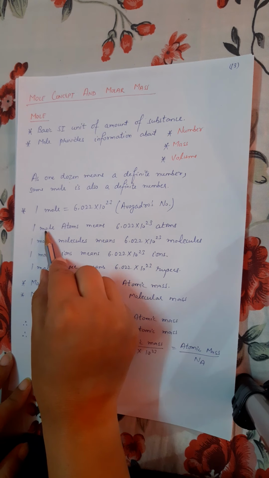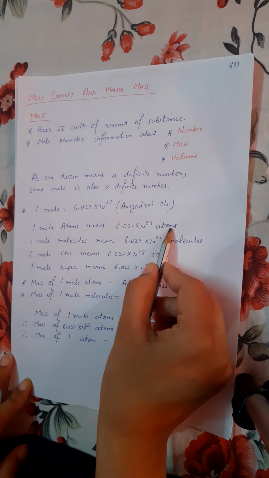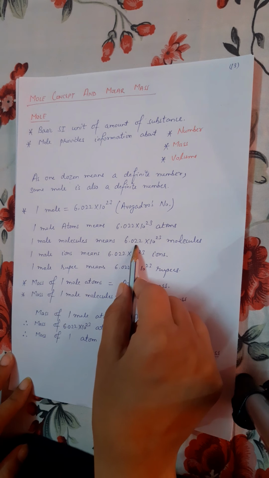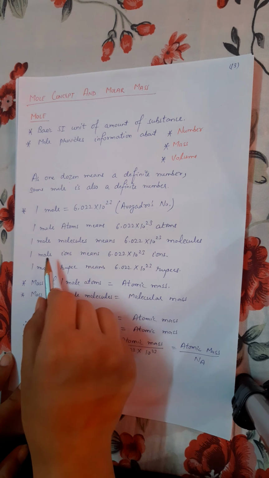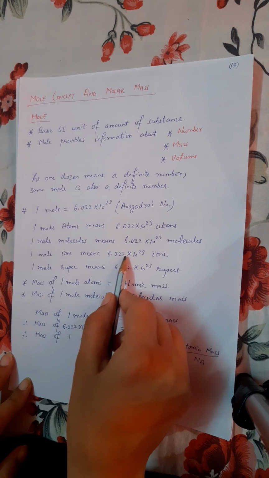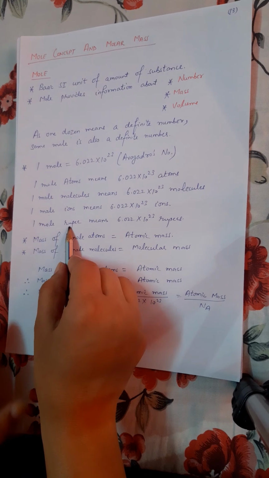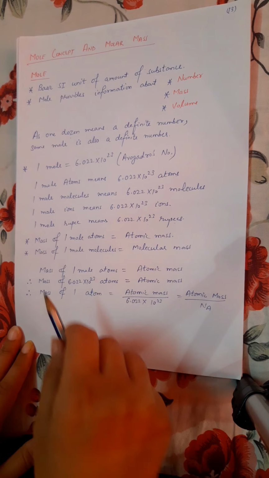If we are considering 1 mole atoms, it means 6.022 into 10 to the power 23 atoms. If we are considering 1 mole molecules, it means 6.022 into 10 to the power 23 molecules. If 1 mole ions, 6.022 into 10 to the power 23 ions. 1 mole rupee equal to 6.022 into 10 to the power 23 rupees.